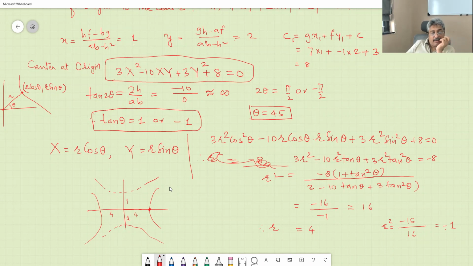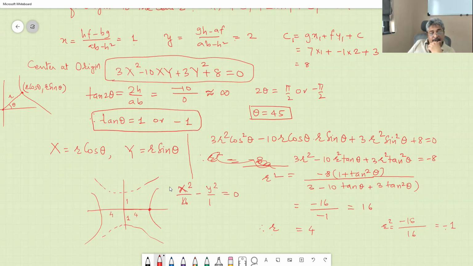So for all practical purposes, after rotation, after shift of origin, your hyperbola is going to look like x square upon 16 minus y square upon 1 is equal to 1.